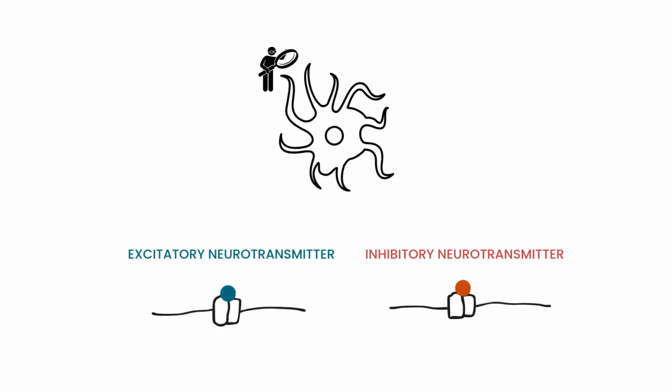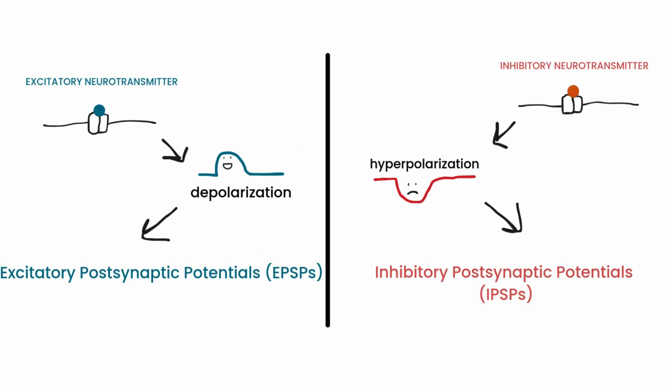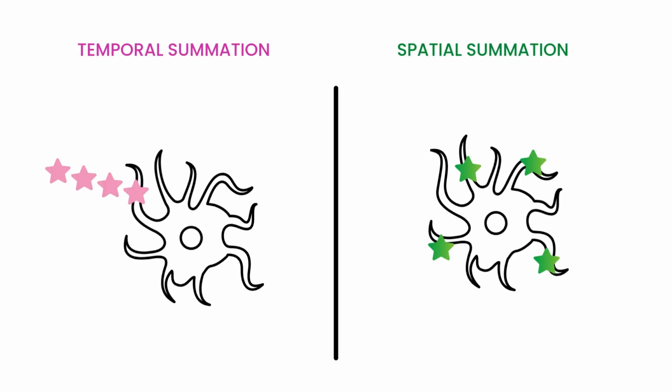These changes in membrane potential occur specifically once an excitatory or inhibitory neurotransmitter attaches itself to a postsynaptic receptor, causing stimulation. These different changes in membrane potential are specifically referred to as either excitatory postsynaptic potentials or inhibitory postsynaptic potentials. These different potentials add up to what we call summations. This occurs in two different ways.